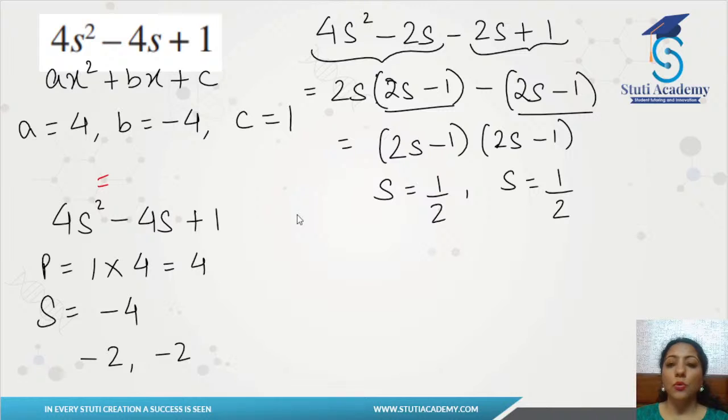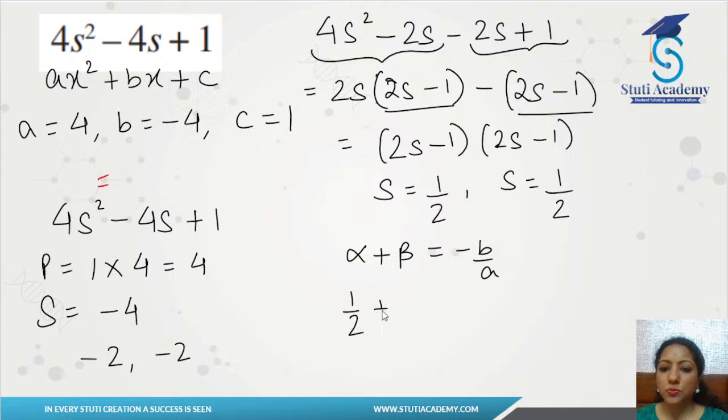The next step is we are going to verify the relationship between the zeros and the coefficients. That means we want to check whether alpha plus beta is same as minus b by a. Now alpha plus beta here is 1 by 2 plus 1 by 2. 1 by 2 plus 1 by 2 will give us 1. We are getting 1 here.